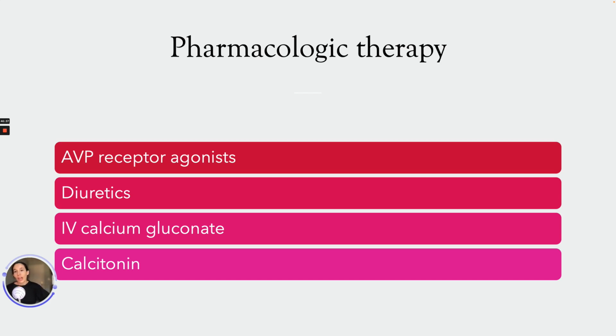We can also look at pharmacological therapy. So there are AVP receptor agonists. These are a new pharmacological agent that treat hyponatremia by stimulating free water excretion. There are diuretics to decrease fluid volume and fluid volume excess. There is IV calcium gluconate. If serum potassium levels are dangerously elevated, we administer this by IV. And there's calcitonin, which is used to lower serum calcium levels and particularly useful for patients with heart disease or heart failure that cannot tolerate large sodium loads.